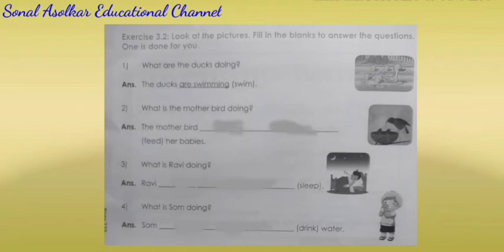Question number 1. What are the ducks doing? Answer: the ducks are swimming. Question number 2. What is the mother bird doing? Answer: the mother bird is feeding her babies. Question number 3. What is Ravi doing? Answer: Ravi is sleeping. Question number 4. What is Som doing? Answer: Som is drinking water.